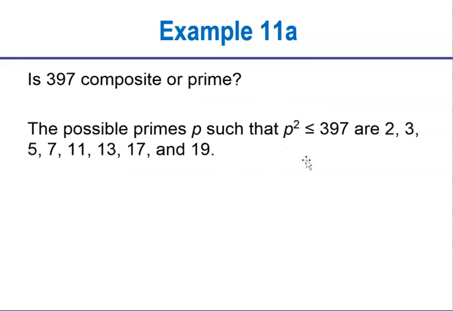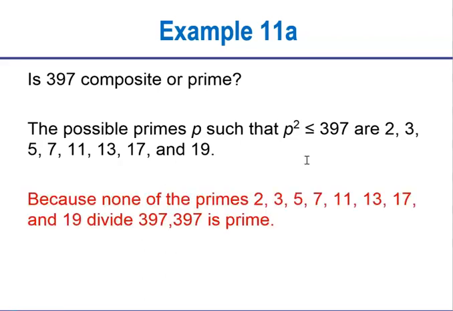The possible primes, look, they've got them listed for us. This is exactly what we did, right? Because none of the primes, 2, 3, 5, 7, 11, 13, 17, and 19, divide 397, we know that 397 is prime. Now, how could we quickly tell whether these numbers divide? Well, first of all, you know why 2 is off the list, because this is not an even number. For 3, we add the digits. 3 plus 9 is 12, plus 7 is 19. And 3 doesn't divide 19, so it's off the list.